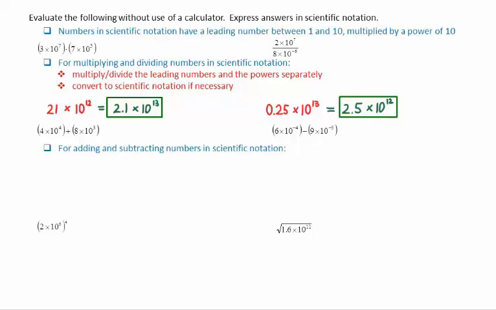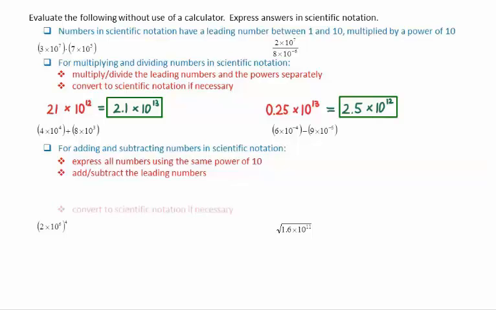For adding and subtracting numbers in scientific notation, express all numbers using the same power of 10. Then add or subtract the leading numbers and convert to scientific notation if necessary.